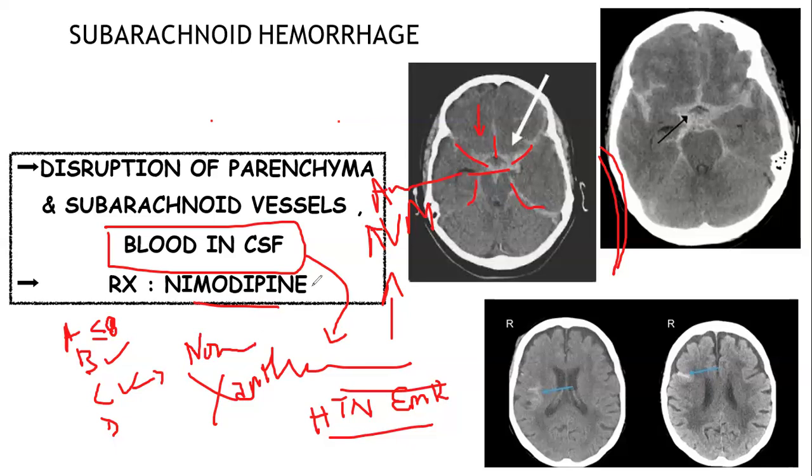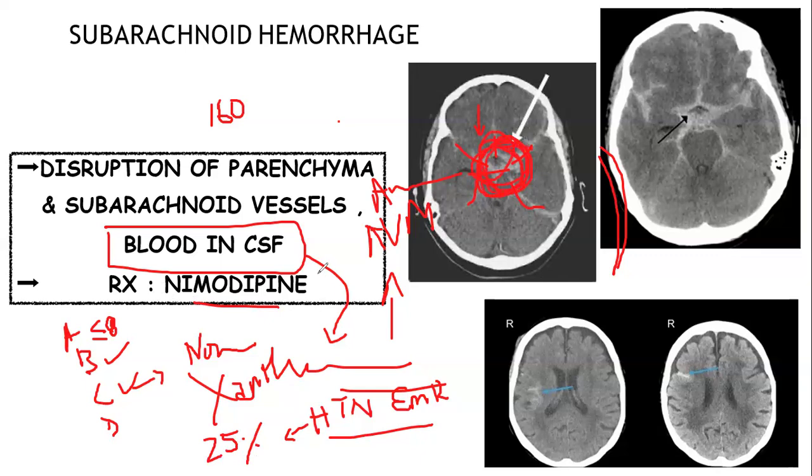So your target is to maintain the systolic. In hypertensive emergencies, it is said that you have to decrease the blood pressure by 25%, otherwise, what will it do? It will further cause secondary brain injury and can further deteriorate, right?